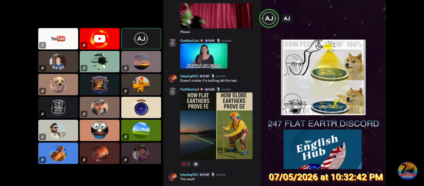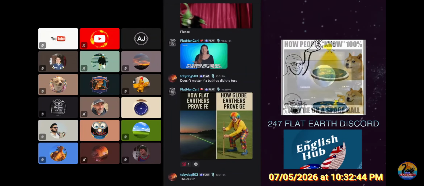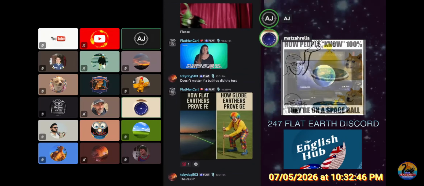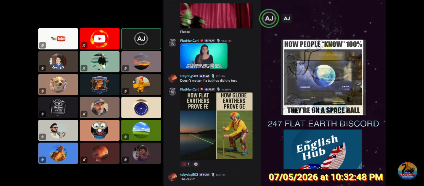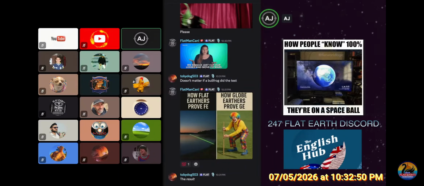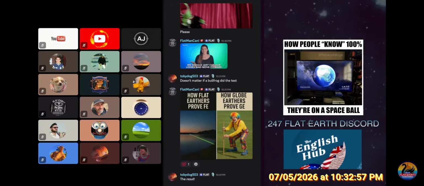Secondly, there's nothing. And thirdly, everyone brings this up as evidence of the Earth curving. What is it? A flat earther, the only one that's ever proven Earth curvature?